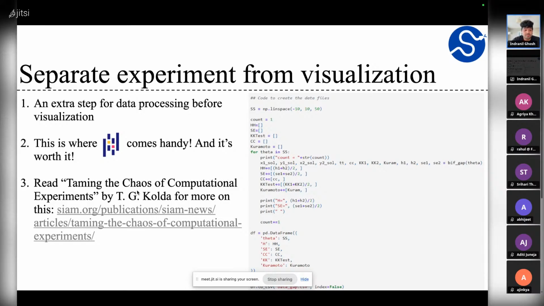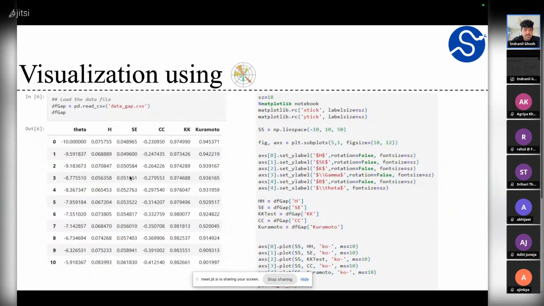It's really good. So this is the code that creates the data files for my experiments, and this is the code where I then read the dataset back and feed it into matplotlib to plot all the plots that you saw previously.